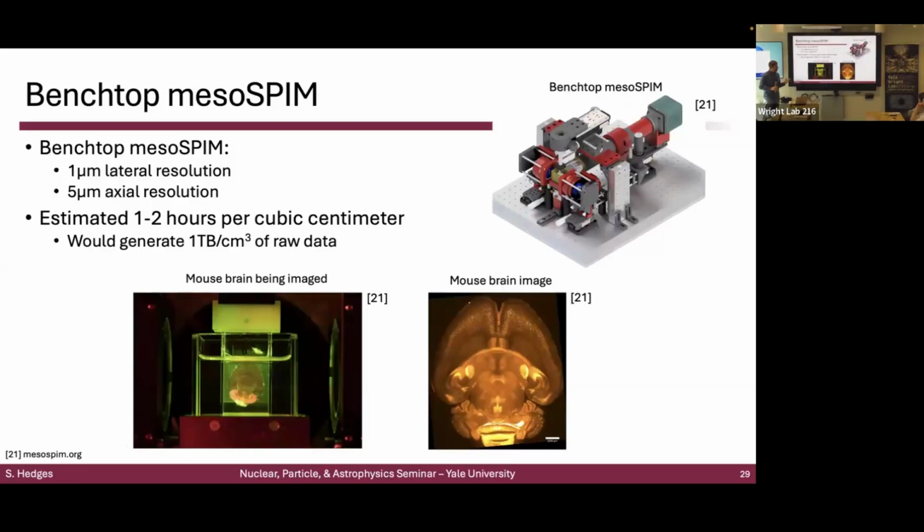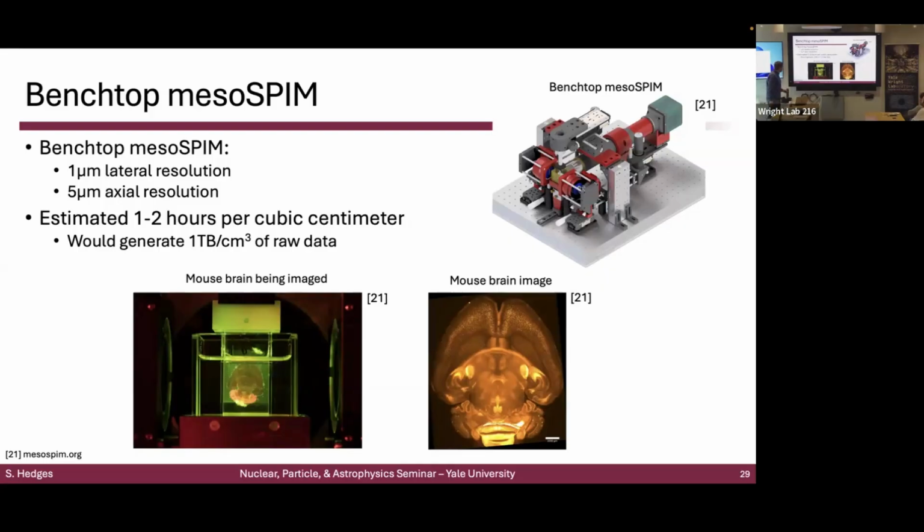So the instrument that we use is called the benchtop mesoSPIM. This is an open source light sheet microscope, meaning you can find the instructions and parts list to build one of these yourself online. With this, we get around 1 micrometer lateral resolution and around 5 micrometer axial resolution. That comes from just the thickness of the light sheet.